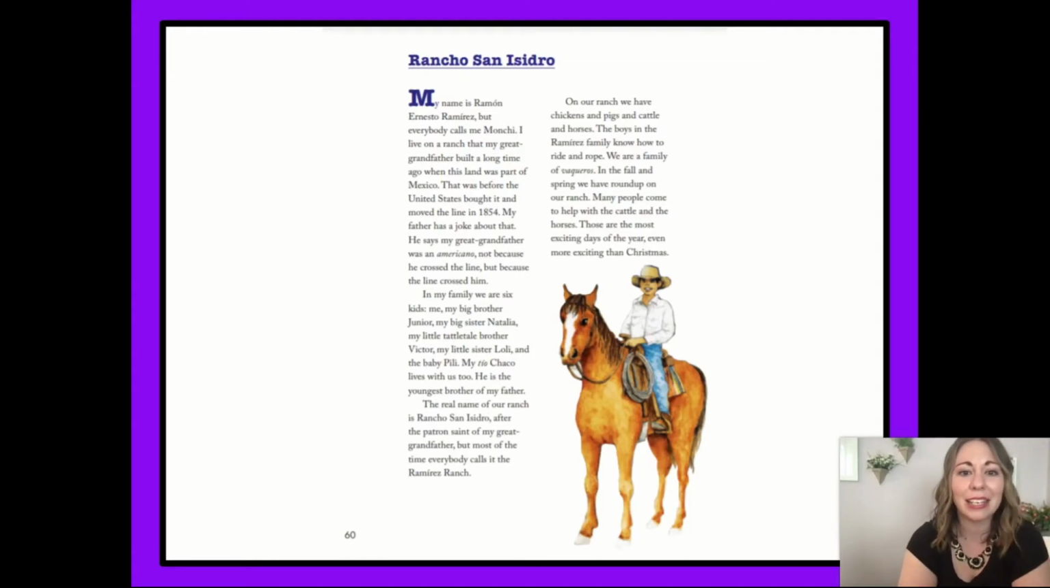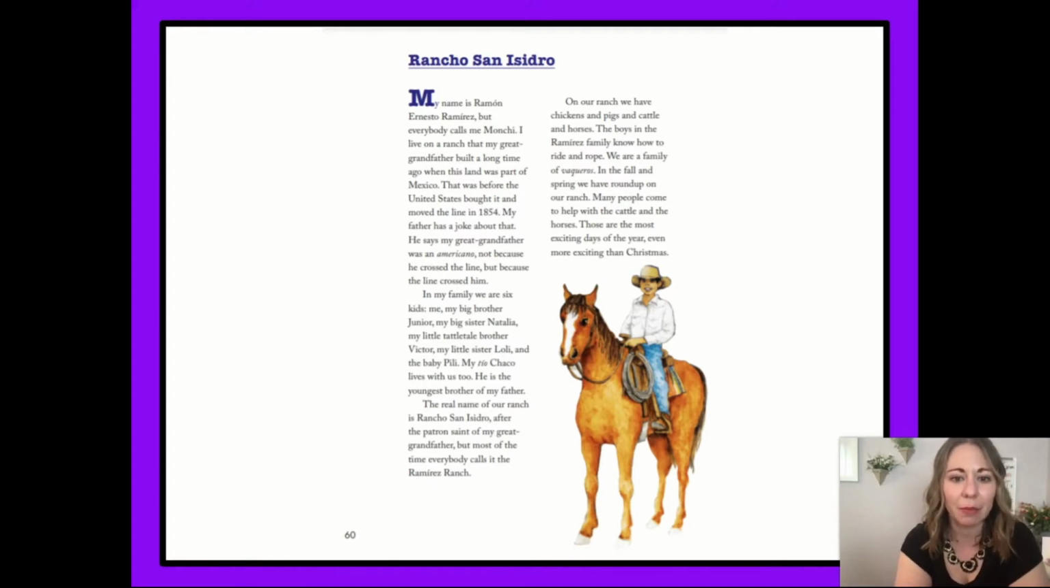Rancho San Isidro. My name is Ramon Ernesto Ramirez, but everybody calls me Monchi. I live on a ranch that my great-grandfather built a long time ago when this land was part of Mexico. That was before the United States bought it and moved the line in 1854. My father has a joke about that. He says my great-grandfather was an Americano, but not because he crossed the line, but because the line crossed him.